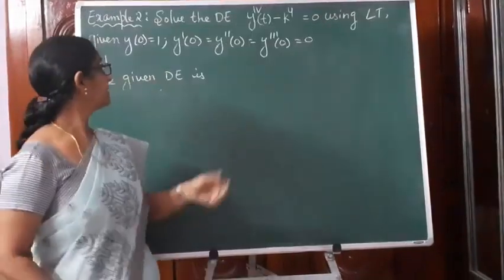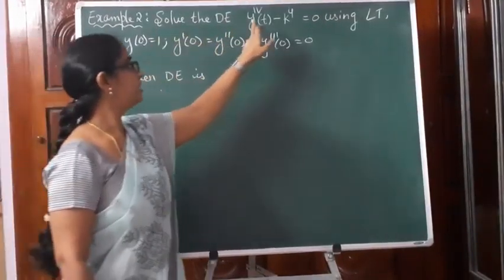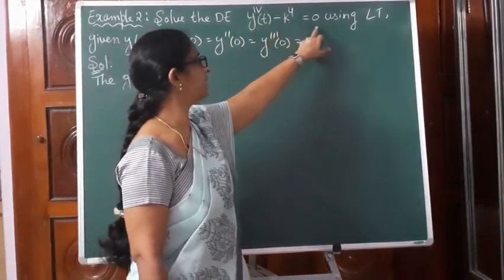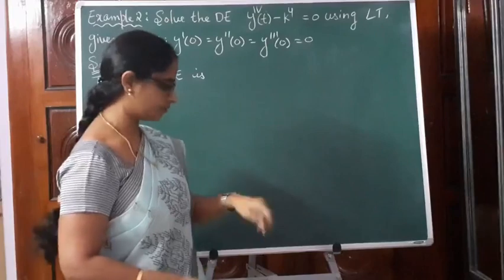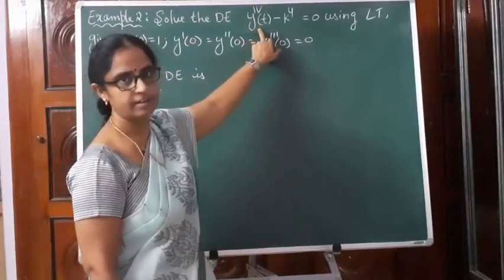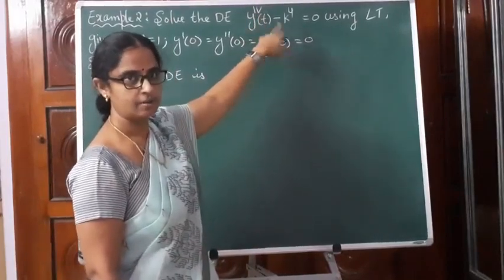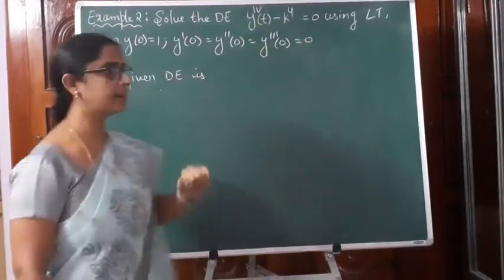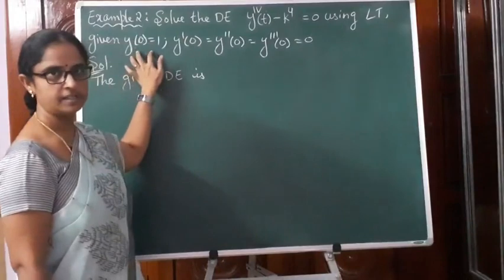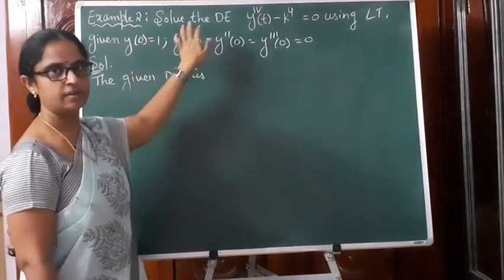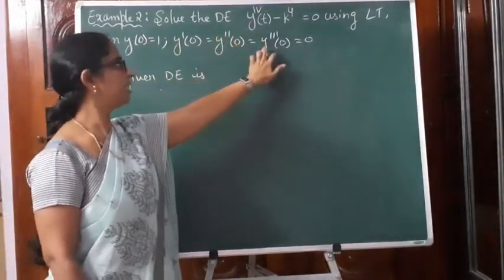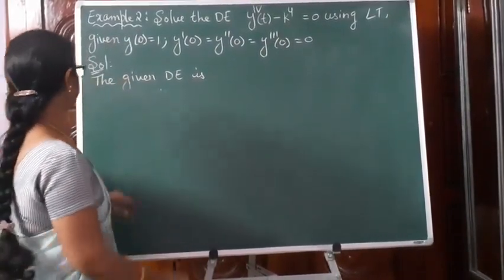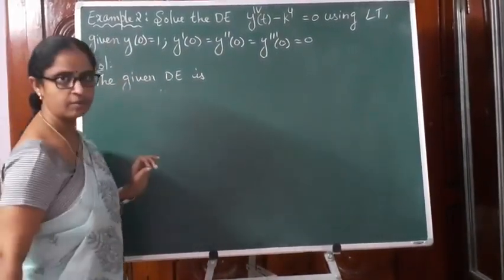For example, solve the differential equation y4 of t minus k power 4 y equal to 0 using Laplace transform technique. This is a fourth order differential equation. So to solve using Laplace transform technique, we need 4 initial conditions, which are given here as y of 0 is equal to 1, y dash of 0, y double dash of 0 and y triple dash of 0 as 0.